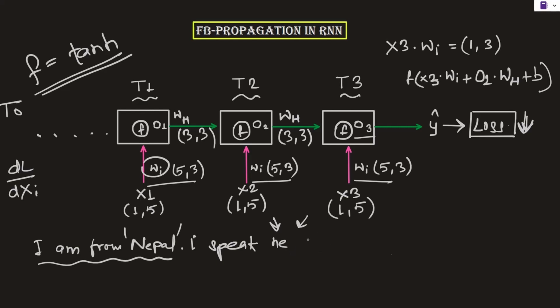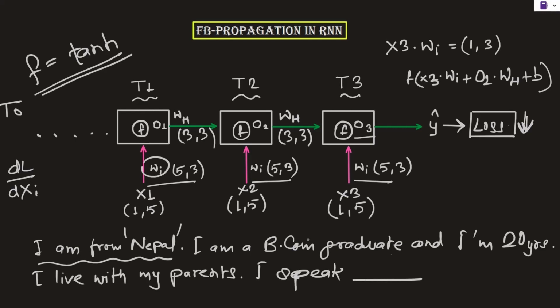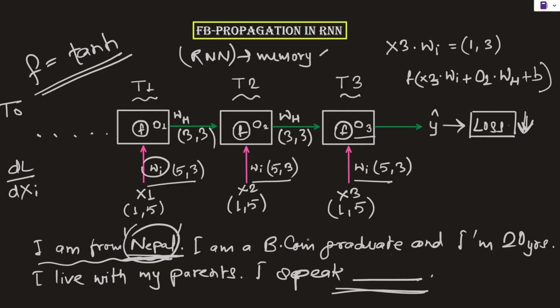But let's say that after the first sentence, I'm saying that I am a BCom graduate and I am 20 years old. Then I'm saying I live with my parents, and then I'm saying that I speak, then a blank. So in a situation like this, RNN will struggle, okay, because the information that it had captured previously, by the time it reaches the end, it tends to forget this particular information. So in simplified words, RNN networks suffer with memory issues. They are not good with that.